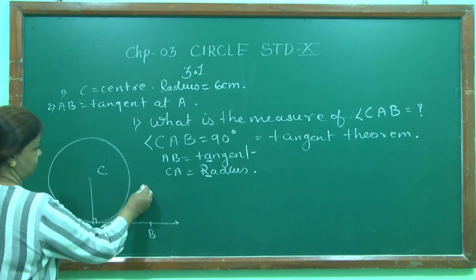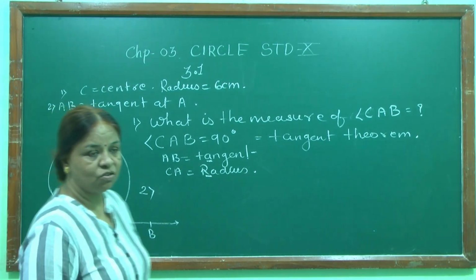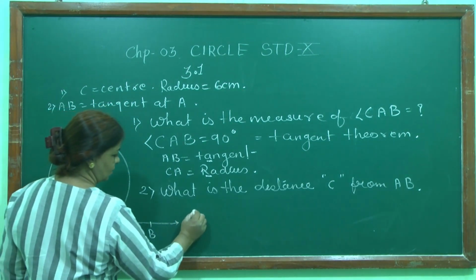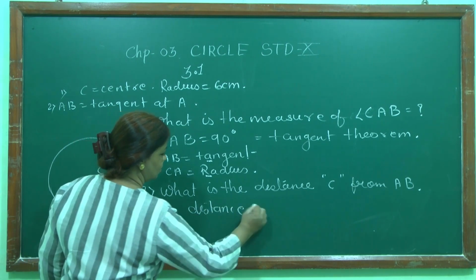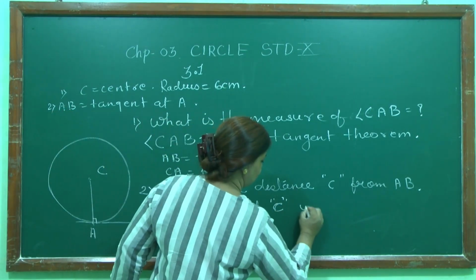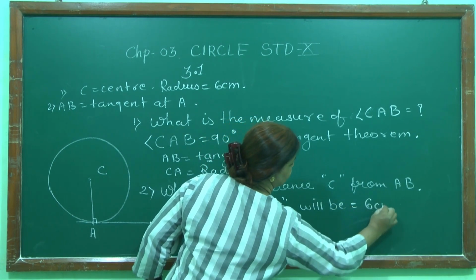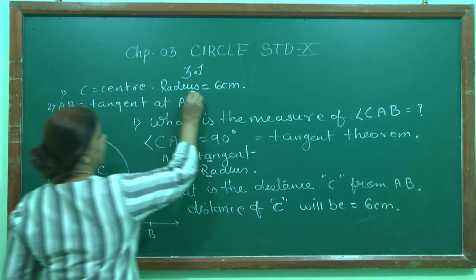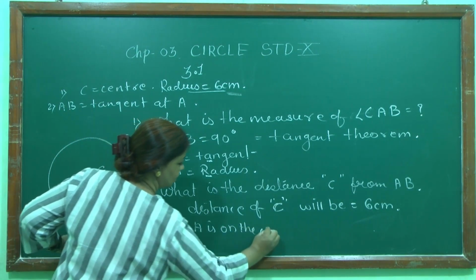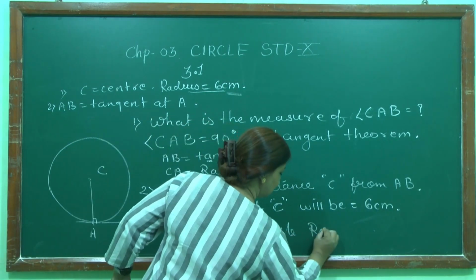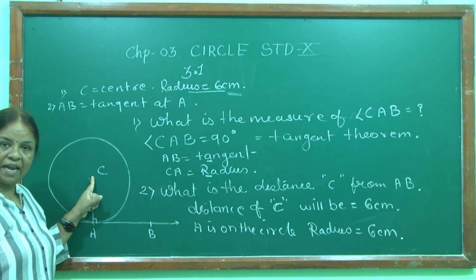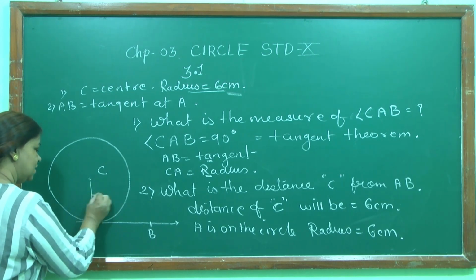Now the second question. The second question is, what is the distance of C from AB? The distance of C from AB will be 6 centimeters, because the radius is given as 6 centimeters and A is on the circle. C is the center. A line which joins the center and a point on the circle is nothing but a radius.